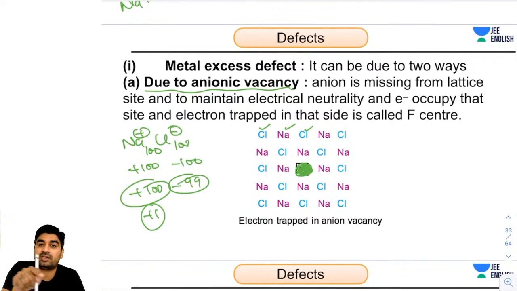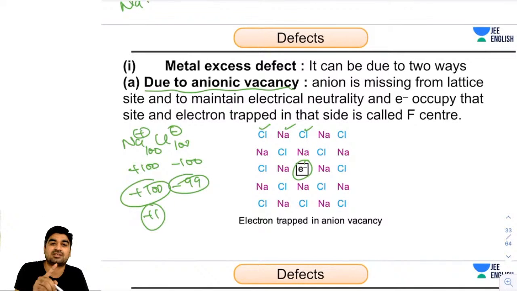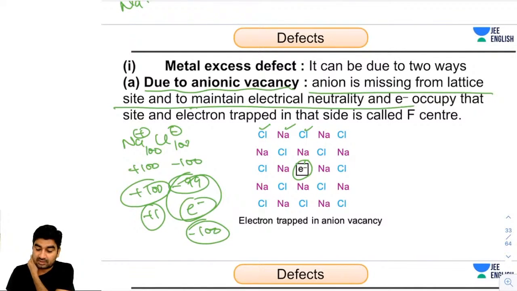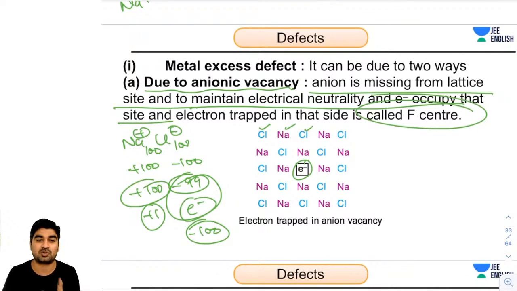I told you that electrical neutrality will be maintained at any cost. So if the anion is missing, then an electron will occupy the site of that anion. And due to this extra electron, again we will have minus 100. So if an anion is missing from the lattice site, to maintain electrical neutrality, an electron will occupy that site. The electron trapped in that site is called an F center.